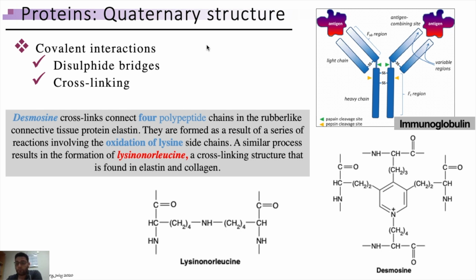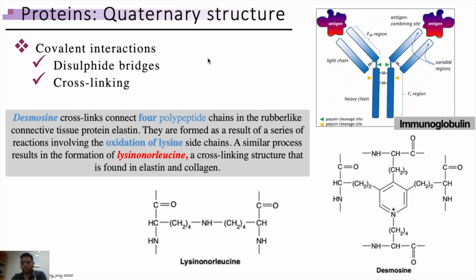Although not very common, covalent interactions are also present at the quaternary level of protein organization. The examples of these covalent interactions are the disulfide bridges, which are very common in immunoglobulin proteins, where different polypeptide chains containing cysteine residues join together to give rise to these disulfide bridges, and these disulfide bridges in turn stabilize the overall immunoglobulin protein and impart it the activity they are performing in the cells.